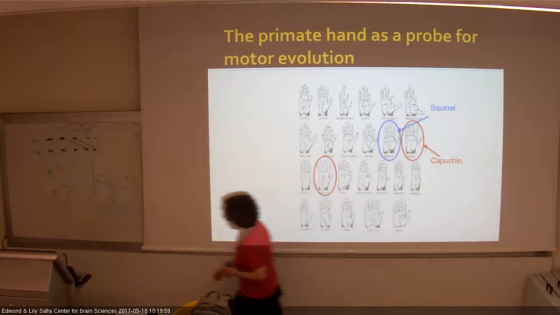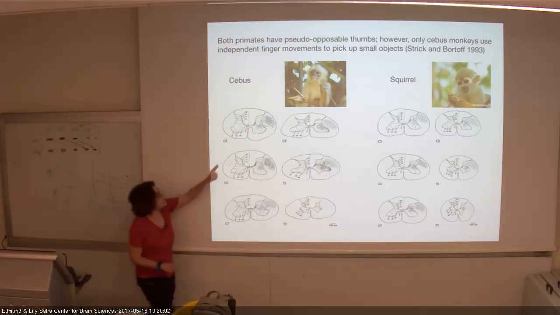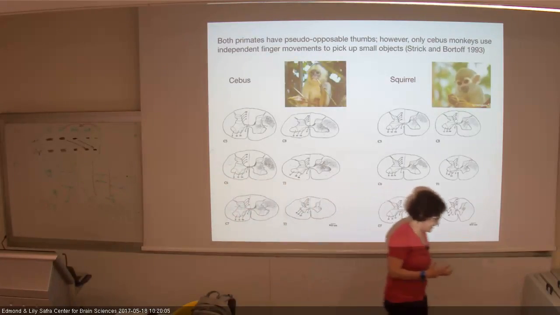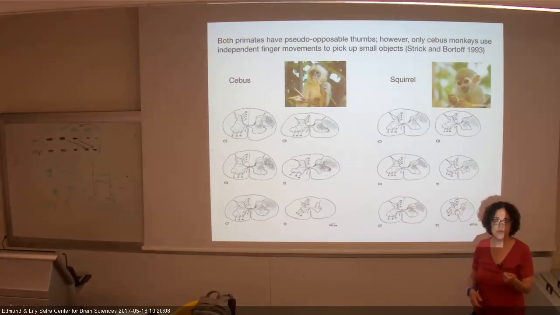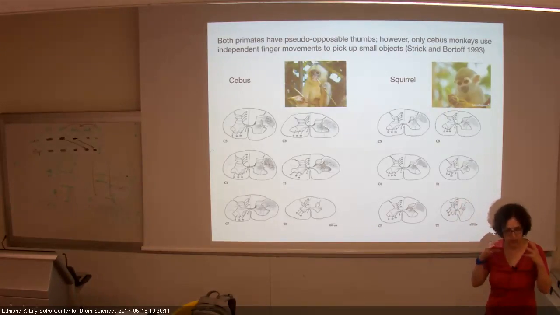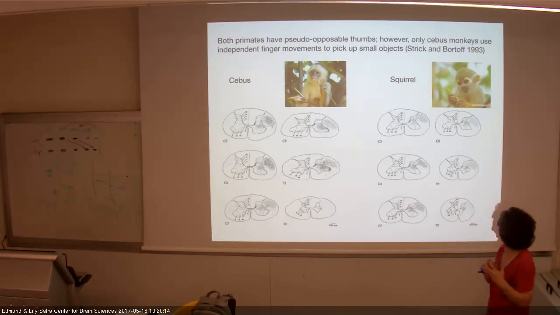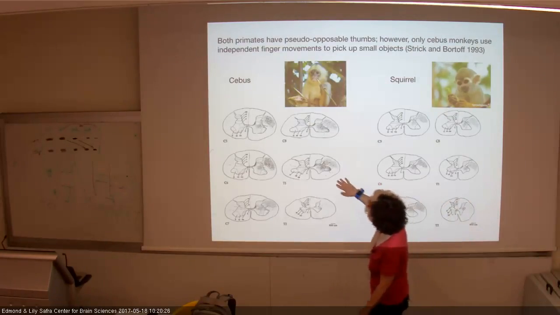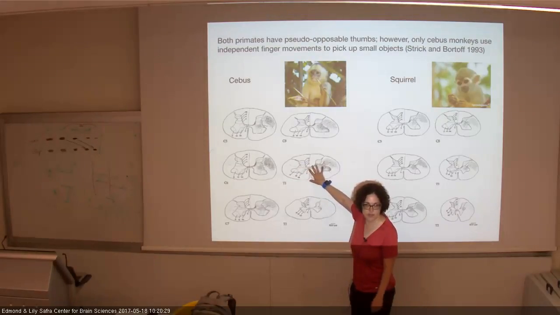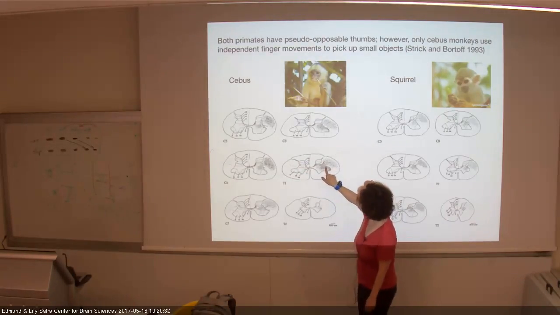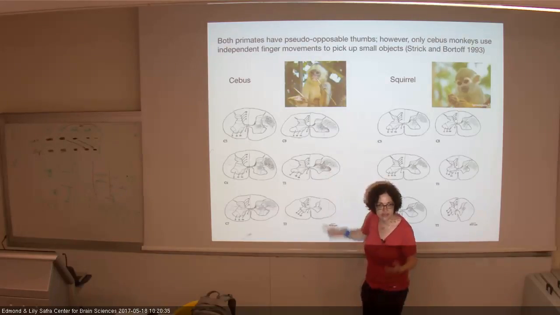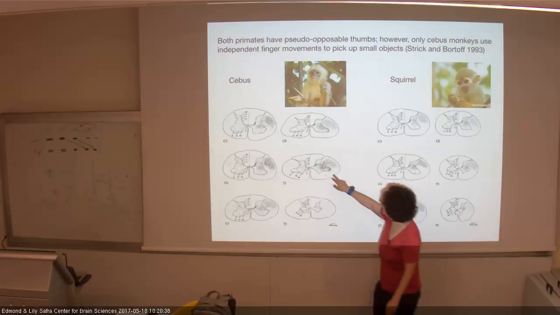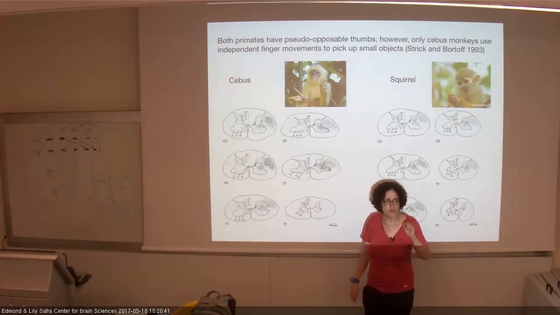However, the cebus is a well-known tool user and has very fine control of finger manipulation. The squirrel monkey doesn't have the same capabilities, again despite the fact that the muscle organization is very similar. But if you look at the spinal cord, the spinal termination in the cebus, you can see that it has a very pronounced termination at the motor neuron pools. So it has a lot of cortical motor neuronal connection.